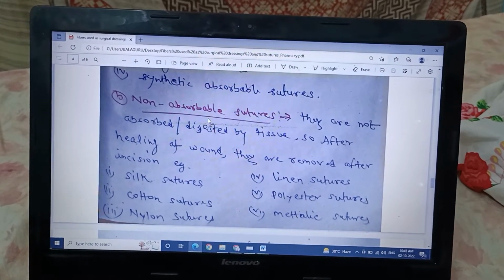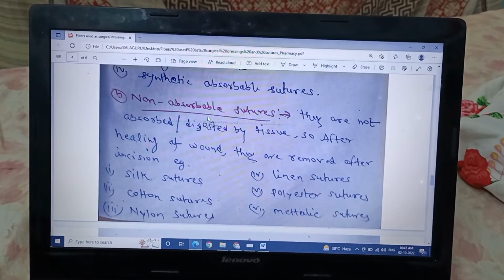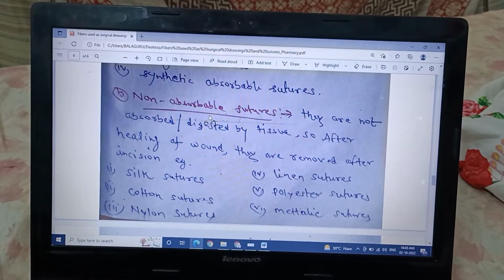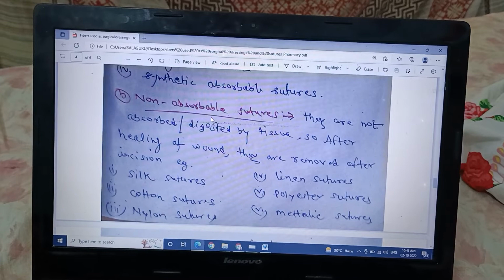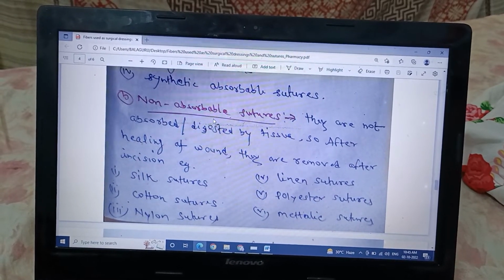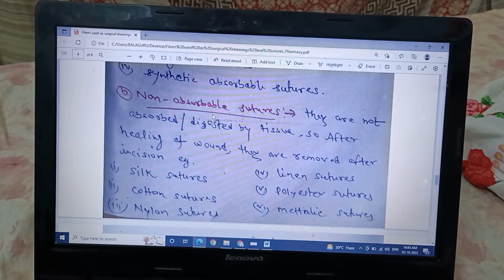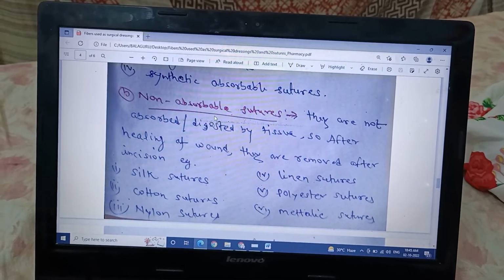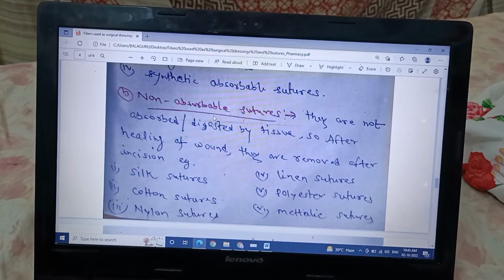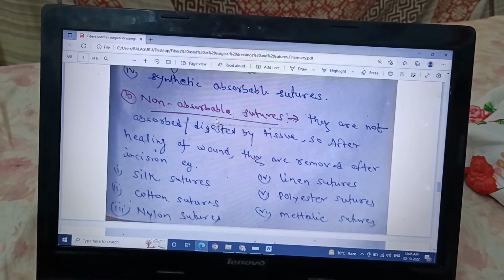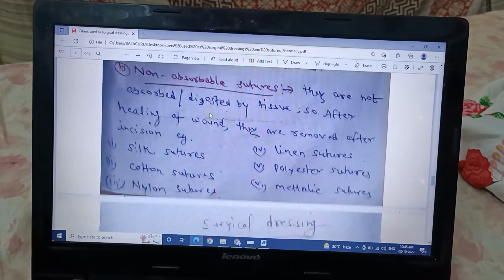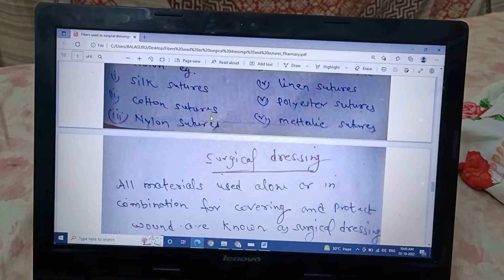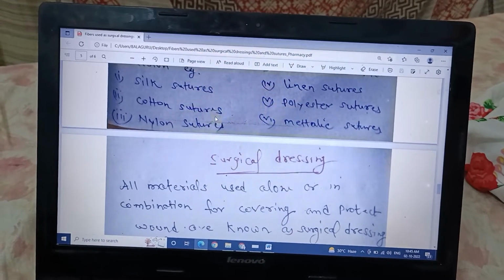What are the examples of non-absorbable sutures? Silk sutures, cotton sutures, nylon sutures, linen sutures, polyester sutures, and metallic sutures. These are all non-absorbable sutures. They should be removed after the incision has healed, because they can't be absorbed on their own.